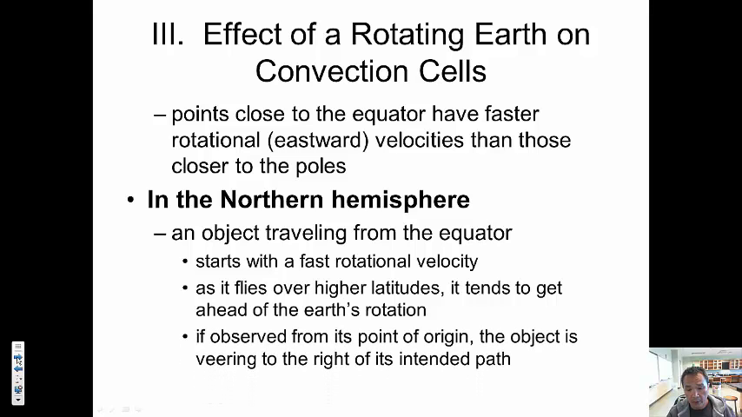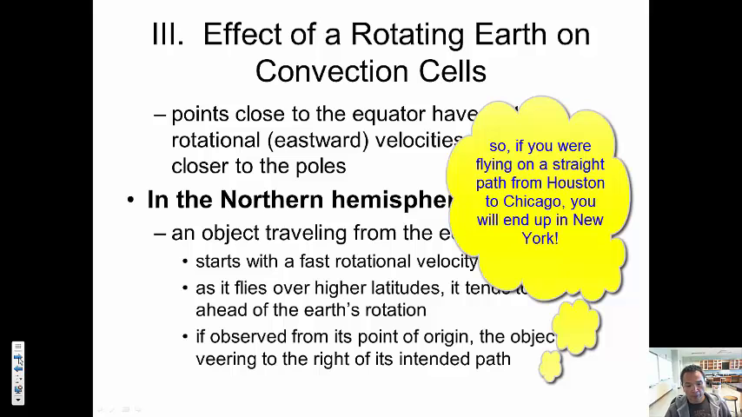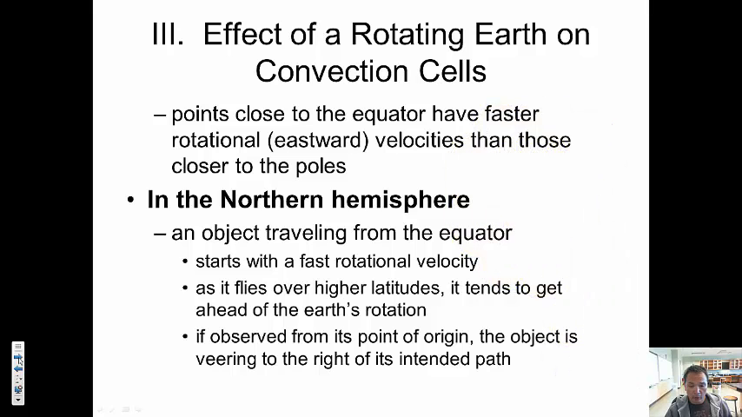When that happens, if you are observing this object from its point of origin, with a really strong, powerful telescope, or you're observing this whole phenomenon from space, from a satellite, what you see is that as it moves from the equator toward the pole, it seems to be veering to the right of its intended path. This also applies to planes flying across long distances, across continents and so forth.